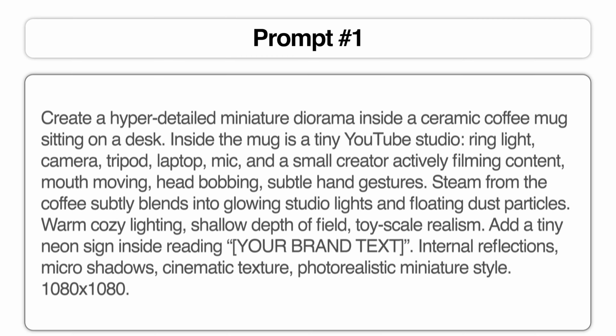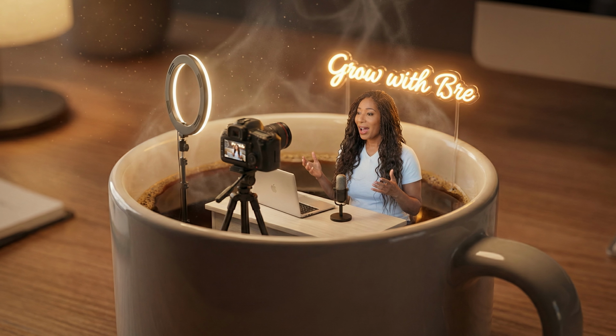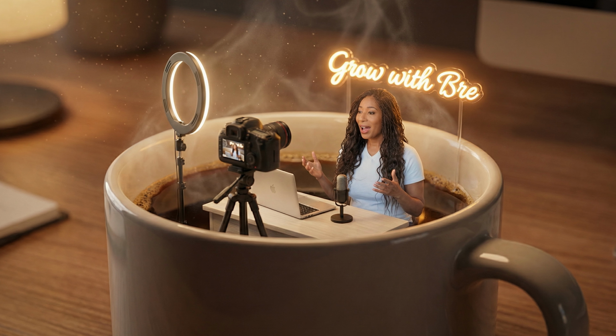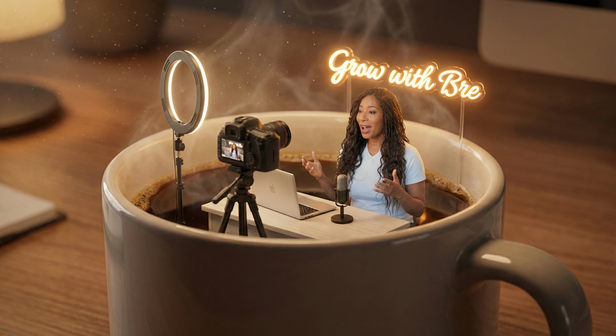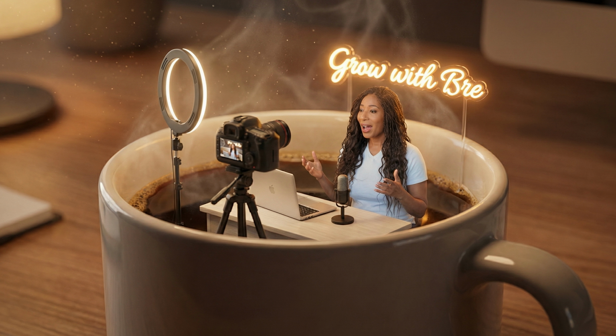All right, prompt number 1. What happens if you use this prompt? Nano Banana Pro creates a tiny world inside a coffee mug, like a whole miniature creator studio, but make it cinematic. And this is why it matters. Everybody's content looks the same right now. Same desk, same ring light, same generic setup. This gives you a signature visual people remember.